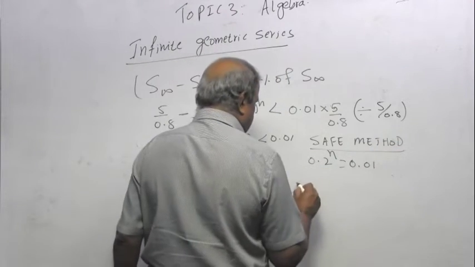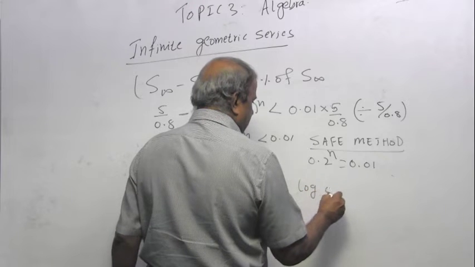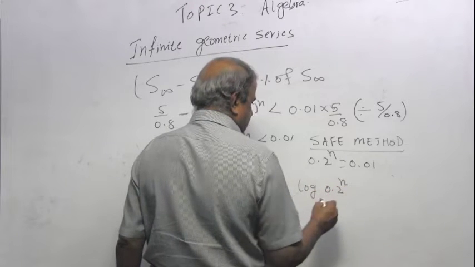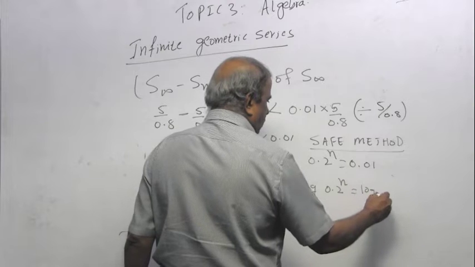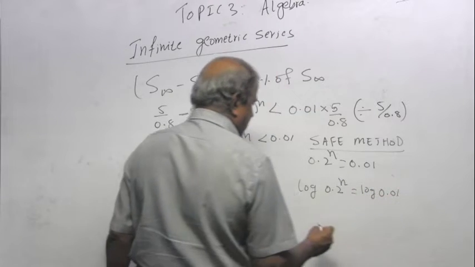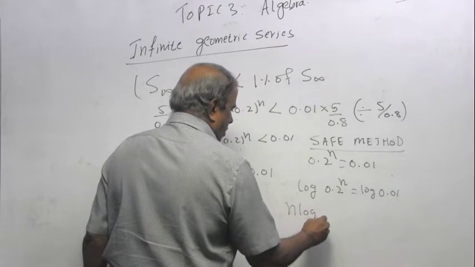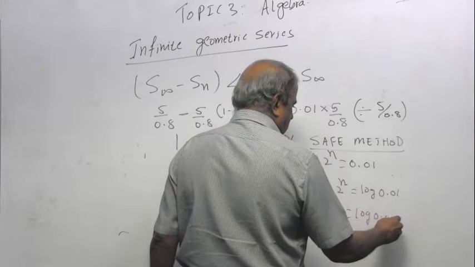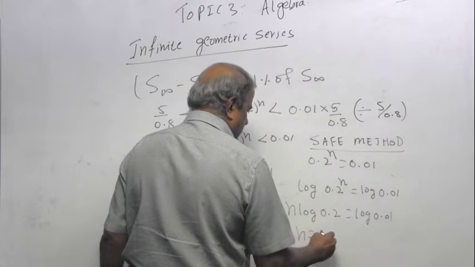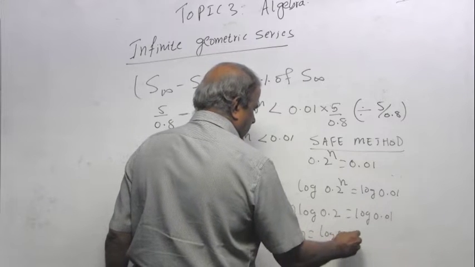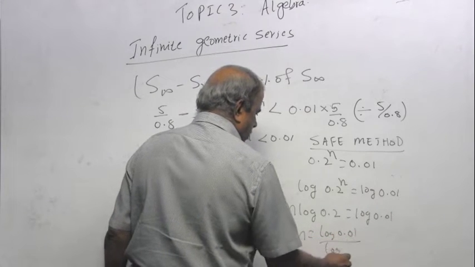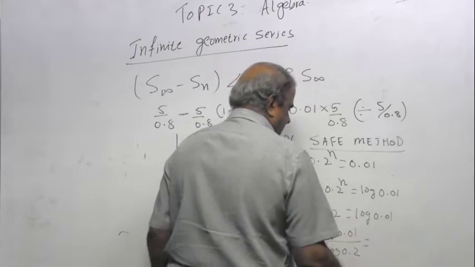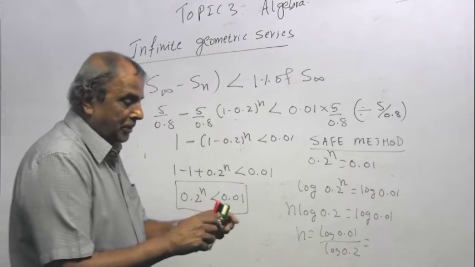Then I'll show you a correct method, which sometimes can be unsafe. So take logs. Log means to base 10. 0.2 power n is equal to log of 0.01. So n log 0.2 equal to log 0.01. So n equal to log 0.01 divided by log 0.2. You didn't write any value there, by the way.